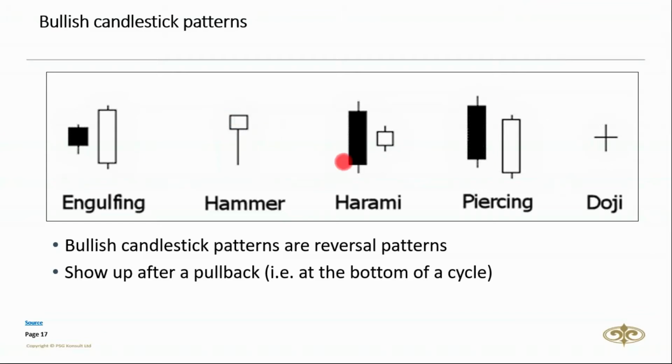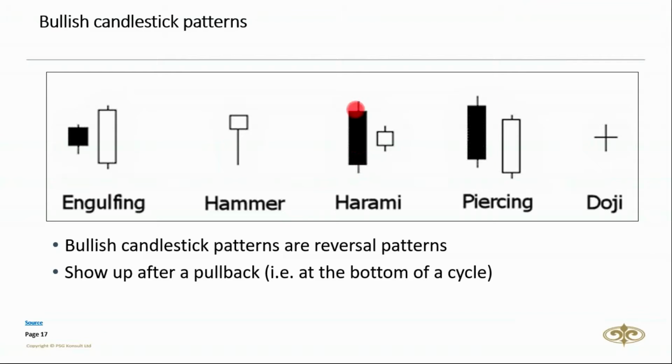Okay, then we get the harami. Now, harami is Japanese for pregnant. So again, it's a two candlestick pattern. The first thing that comes to mind is that the momentum preceding it has slowed down. So momentum, the speed has slowed down. On the first day, we see a wide range candle which closes near the bottom. So it's a black candle, it's a bearish candle, it closes down.